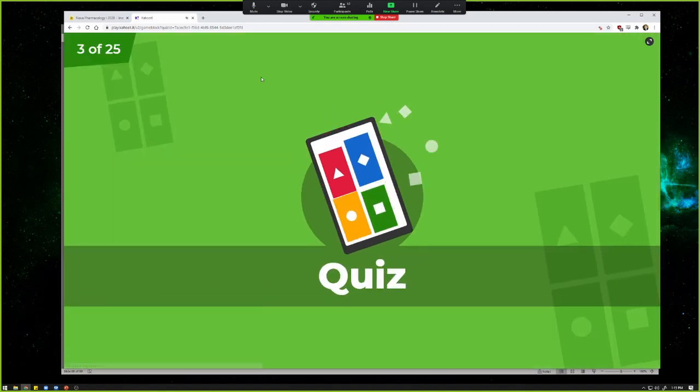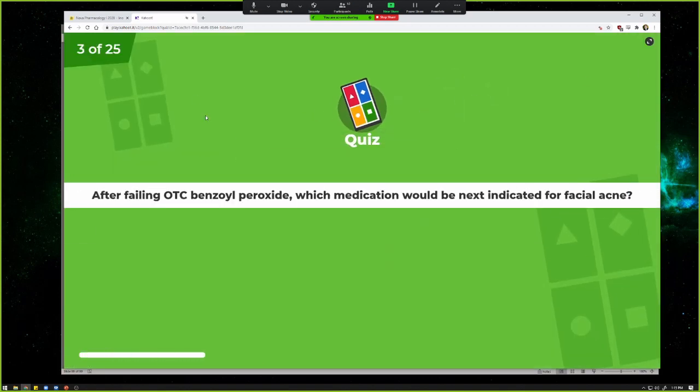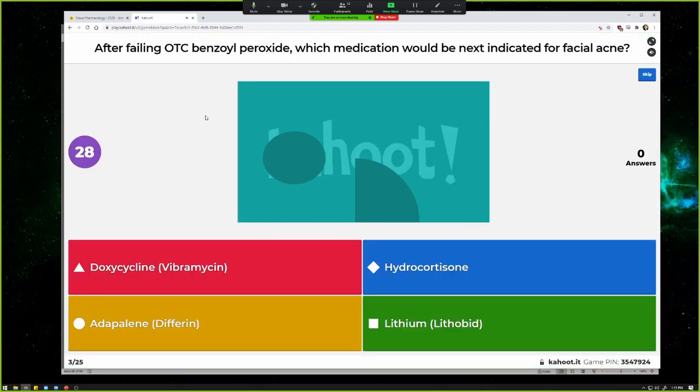All right. So after failing OTC benzoyl peroxide, which medication would next be indicated for facial acne? Just on the face, would I use doxycycline, hydrocortisone, adapalene, or lithium?